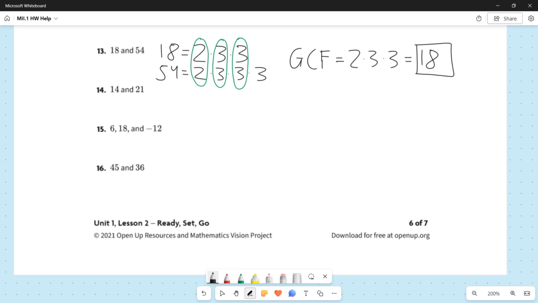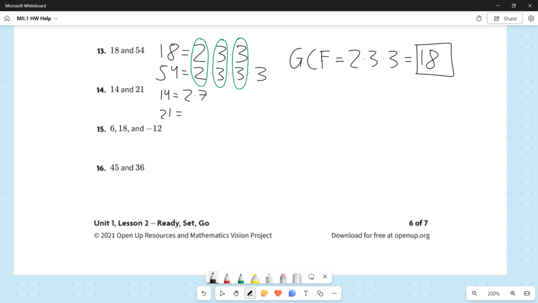The next assigned problem was 14. So again, for 14, we're looking at 14 and 21. So again, we want to find the prime factorization. So for 14, 14 is even, so it starts with a 2. You divide out a 2 and you get a 7. Well, 7 is prime, so you can't break that down anymore. So 14 is just 2 times 7.